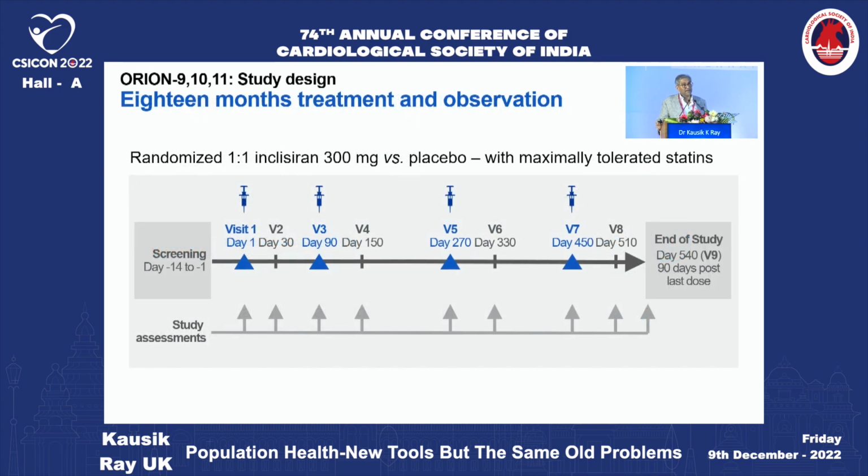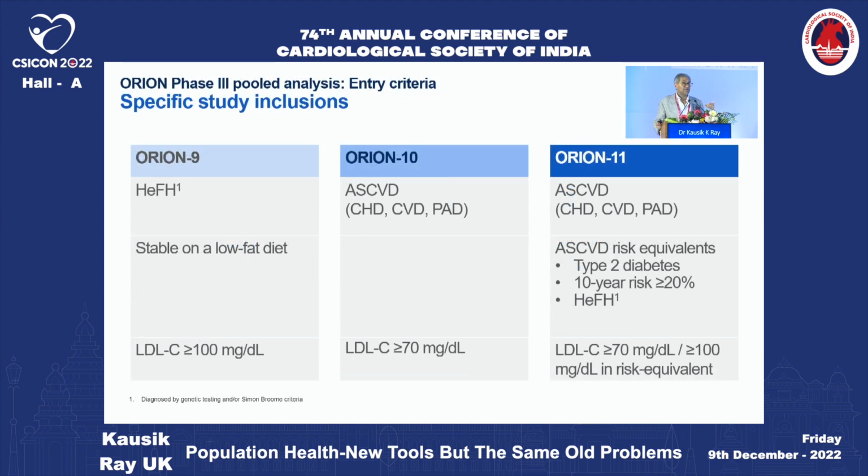So we basically tested this in 3 pivotal phase 3 trials with a dosing interval of day 1, day 90, and then 6 monthly thereafter over 18 months. And we tested populations with heterozygous FH with an elevated LDL despite statins, a population with ASCVD, 1,500 patients, Orion 10, with an LDL above 70, and secondary prevention and high-risk primary prevention, and the LDL criteria are shown.